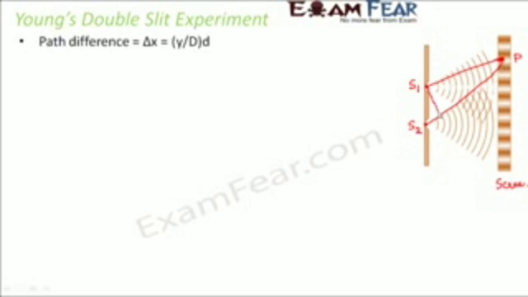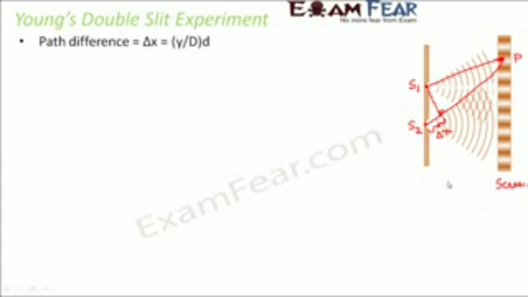So if you want to find out the difference, just draw a perpendicular here like this. Looking at this, you can see that S1P is equal to this distance from here, right? So this much is the extra distance. This is nothing but the path difference, which is generally denoted by delta x. And how do we calculate path difference? It is y divided by capital D into small d.